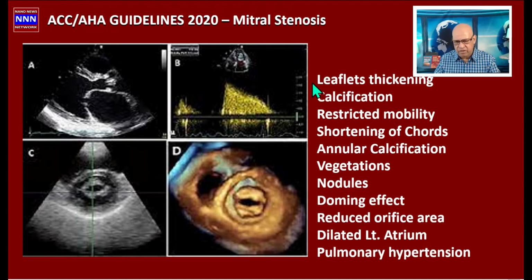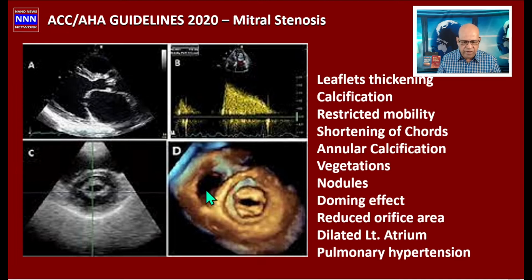Talking about the findings on echocardiography, we can look at the leaflet thickening, we can look at calcification in the leaflets, we look for the mobility of these leaflets. As you can see, a doming effect because of the adherence of these leaflets together and shortening of the chordae tendineae, along with annular calcification. Sometimes these valves can get infected and you can see tiny vegetations. There may also be some nodules built up because of chronic inflammation. Then we see this doming effect, which I talked about.